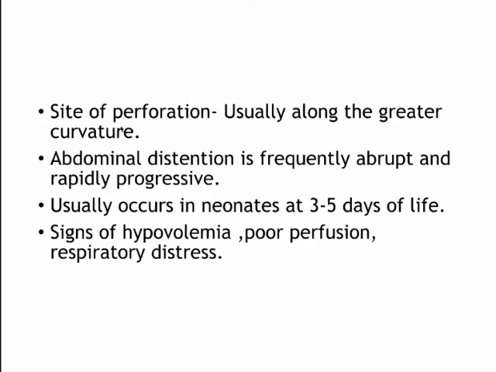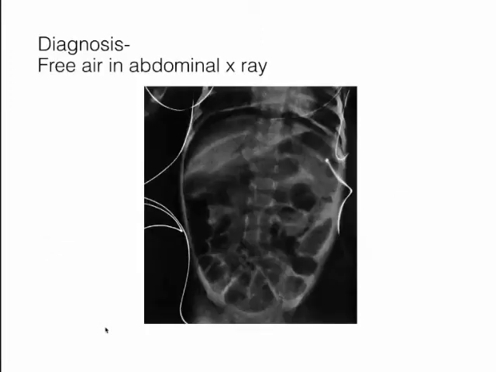Regarding the site of perforation, it is usually seen along the greater curvature of the stomach. Clinical presentation will be an abrupt abdominal distension, which is rapidly progressive. The child will develop respiratory distress because of diaphragmatic splinting. As I said, because initially there will be hypoxic injury, by the time it perforates, it will be around day 3 to day 5 of life. The child can have signs of hypovolemia, poor perfusion, and respiratory distress because of diaphragmatic splinting.